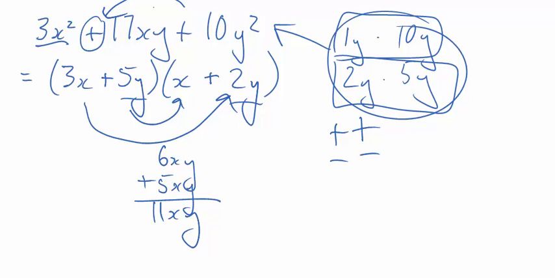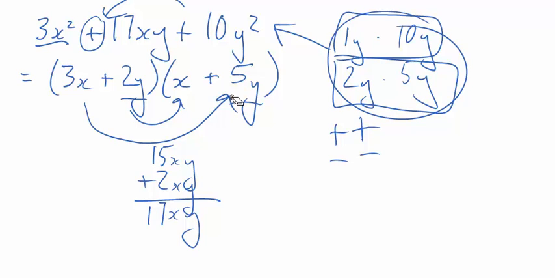So I'm going to go back and I'm going to change the 5 into a 2. And I'm going to change the 2y into 5y. And now when I double check this, I multiply out and I don't get 6xy and 5xy, giving the sum of 11xy. I get 15xy from 3x times 5y. And I get 2xy from 2y times x, and that gives me a sum of 17xy, which is what I wanted in the first place.